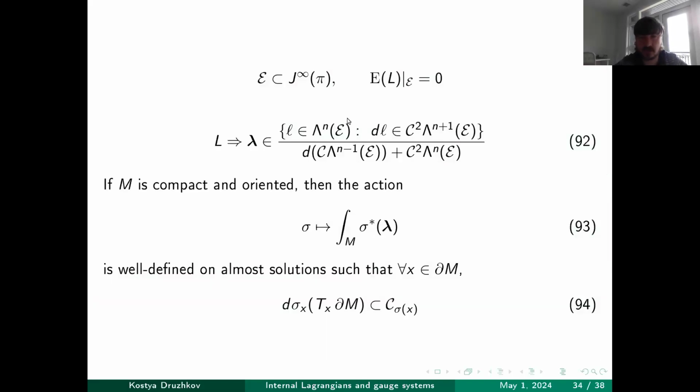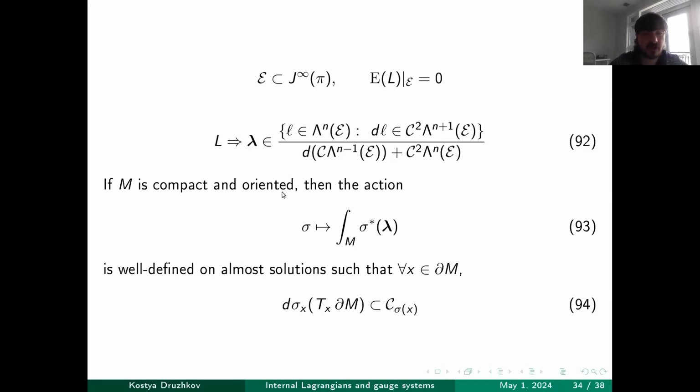And my final idea: if we have our equation embedded in some jet manifold, and we have a Lagrangian such that its variational derivative vanishes on epsilon, then this Lagrangian gives rise to a unique element of this group. Actually, we mentioned this group in the very beginning of my talk. And each Lagrangian produces a unique element of this group.